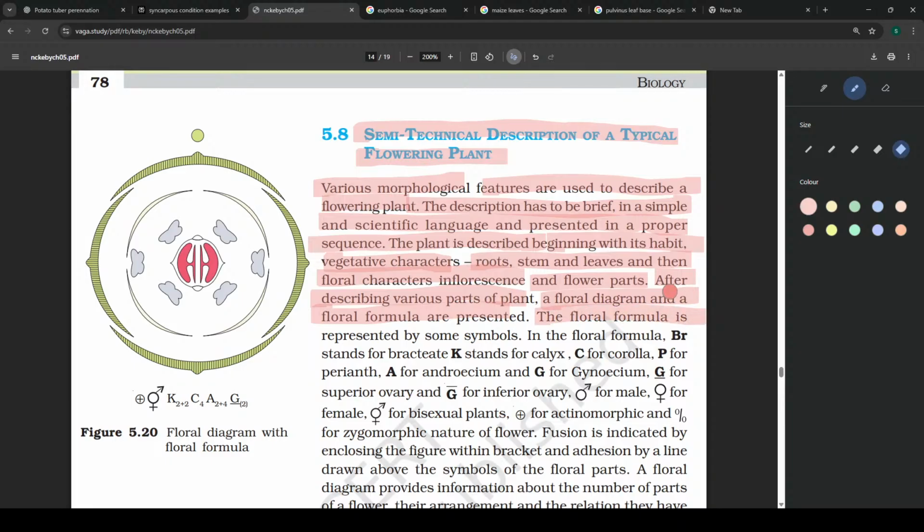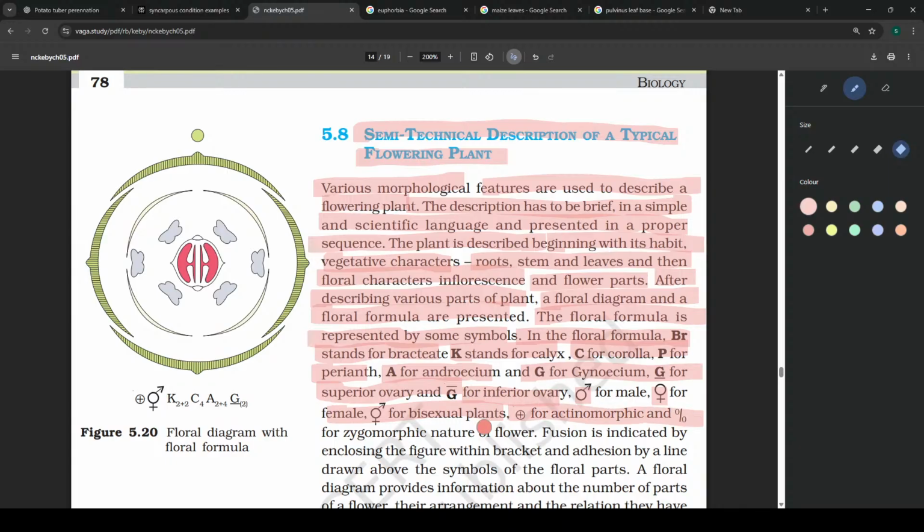The floral formula is represented by some symbols. In the floral formula, Br stands for bracteate, K stands for the calyx, C for corolla, P for perianth, A for androecium, G for gynoecium, underlined G for superior, G with a line above for inferior, and symbols for male, female, or bisexual plants.